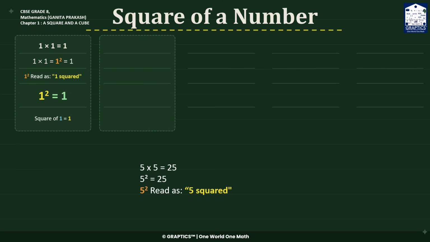Example 2. 2 multiplied by 2 equals 4. We write this as 2 squared equals 4. We read it as 2 squared. The square of 2 is equal to 4.